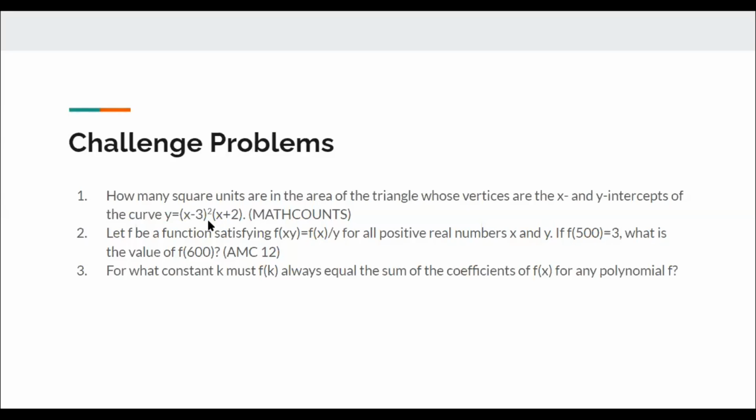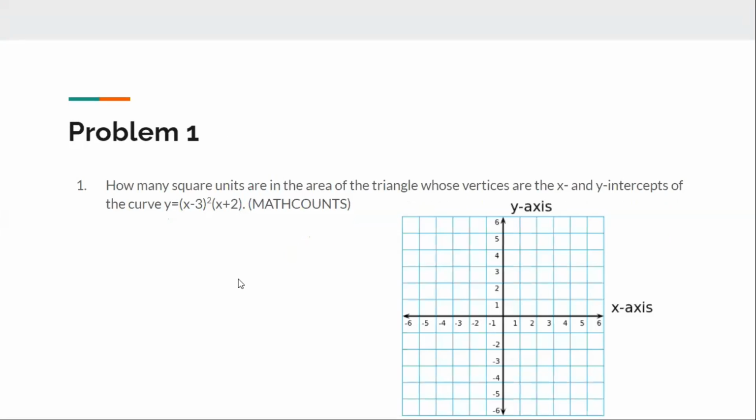Okay, let's discuss them. So the first one says, how many square units are in the area of the triangle whose vertices are the x and y intercepts of the curve y is equal to (x minus 3) squared times (x plus 2). We talked about x and y intercepts, I think, last week. So x-intercepts are when y is equal to 0, and y-intercepts are when x is equal to 0. So first, let's find the x-intercepts, where y is equal to 0.